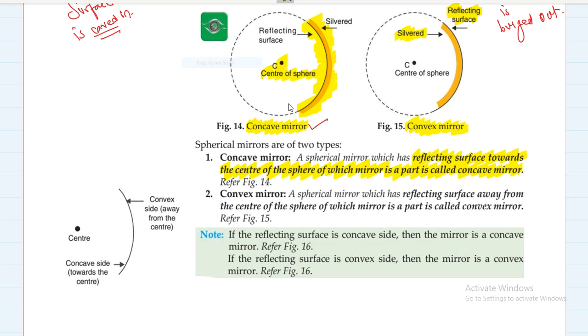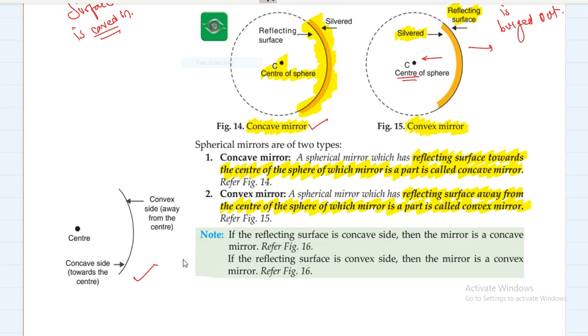Here the reflecting surface is towards the center of the sphere. They are facing each other. You can imagine a hollow sphere, an imaginary hollow sphere, and if the reflecting surface is facing the center of this imaginary hollow sphere, then it is a concave mirror. But if the reflecting surface is away from the center of the sphere of which the mirror is a part, then it is known as a convex mirror. Here the reflecting surface is facing this side and the silvered surface is facing the center of the sphere. Hence, this is known as a convex mirror.